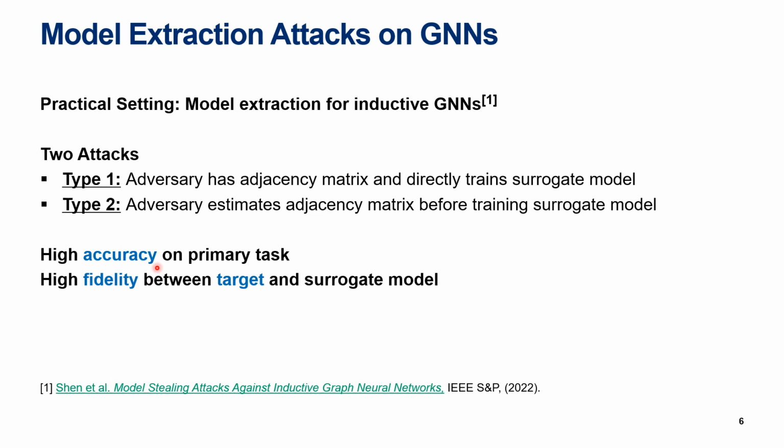Recently, Shen et al. have shown that model extraction attacks are also possible on GNNs, specifically inductive GNNs, and they showed two different types of attacks. In type 1 attack, the adversary has access to both the adjacency matrix, which contains the information about the edges in a graph, as well as the node features, and directly trains the surrogate model. In another type of attack, the adversary does not have the adjacency matrix and instead estimates that before training the surrogate model. However, in both cases, the adversary wants high accuracy on the primary task as well as high fidelity between the target and surrogate model, which means the behavior of the target and surrogate model should be similar.